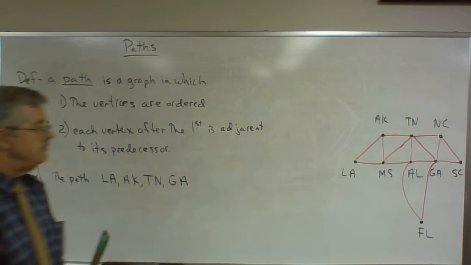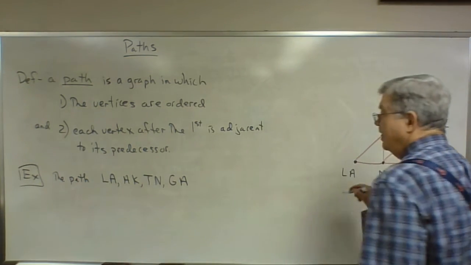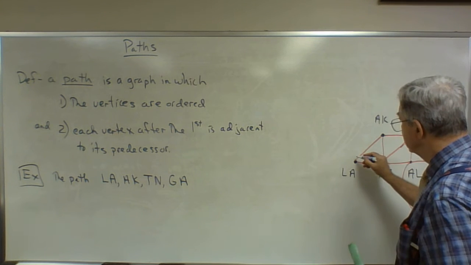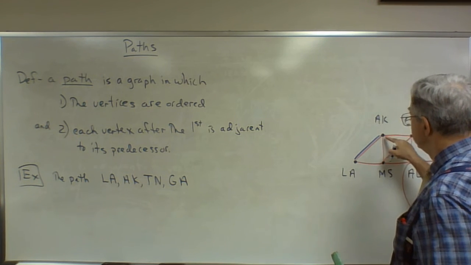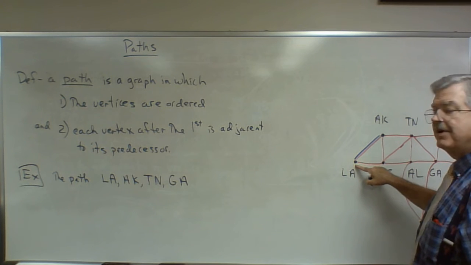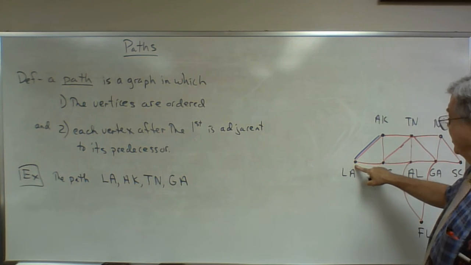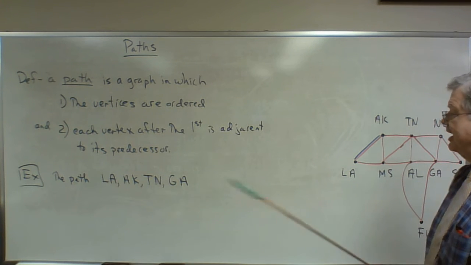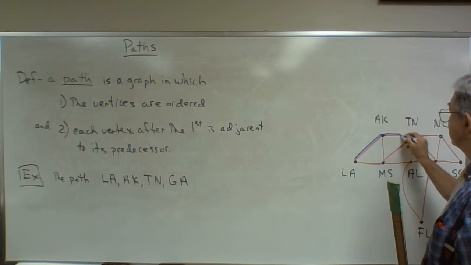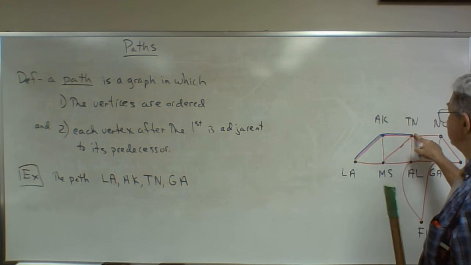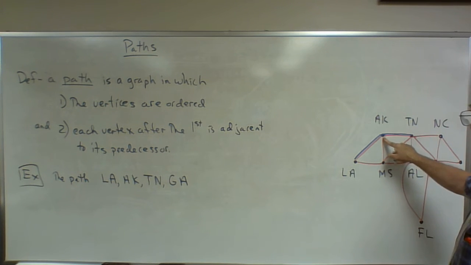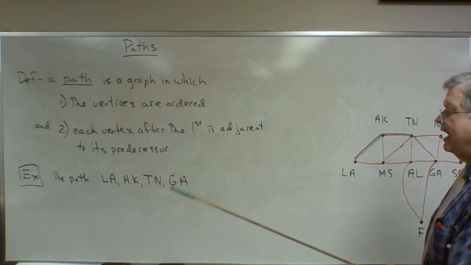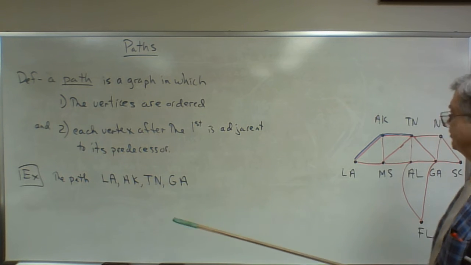So we start at Louisiana, and we go to Arkansas. Is Arkansas adjacent to its predecessor? It sure is. They share a common edge. From Arkansas, we go to Tennessee. Is Tennessee adjacent to its predecessor, Arkansas? It sure is. It's joined by an edge. And from Tennessee, we go to Georgia.